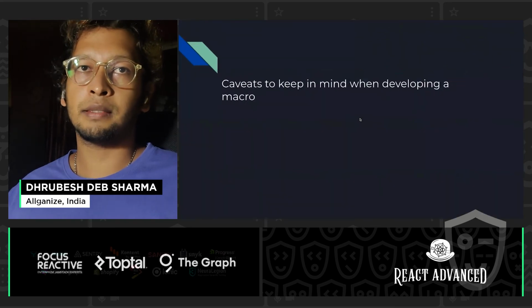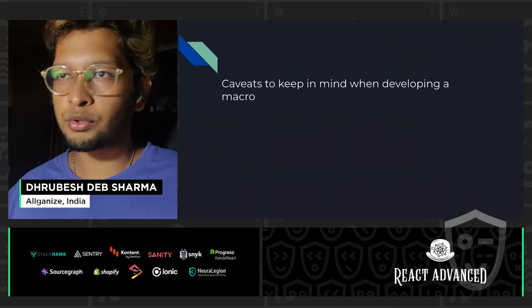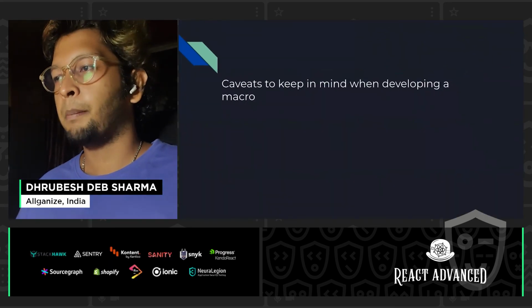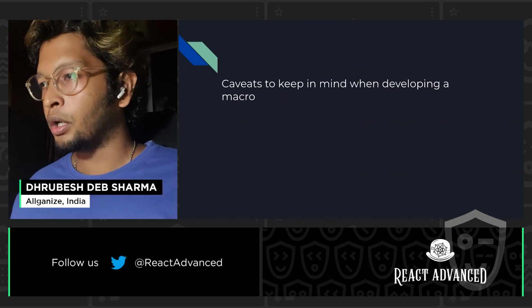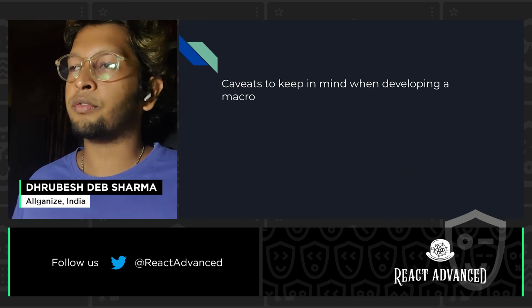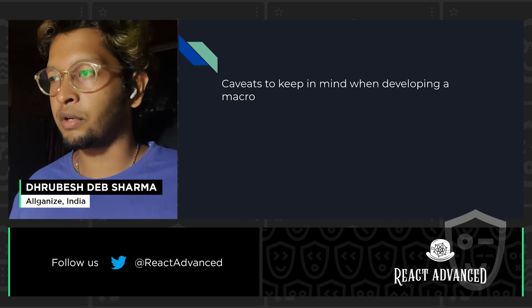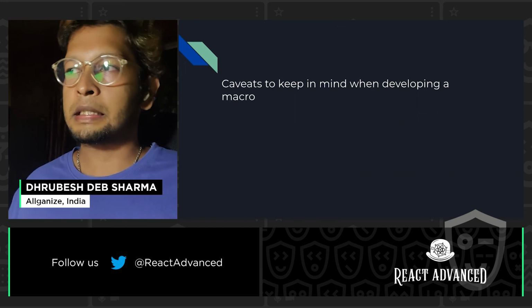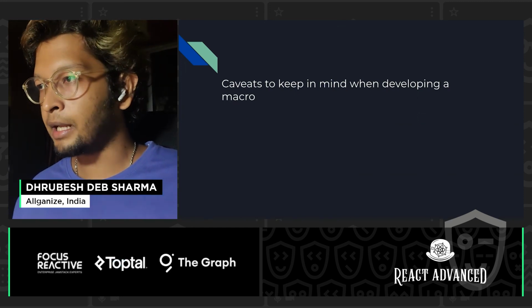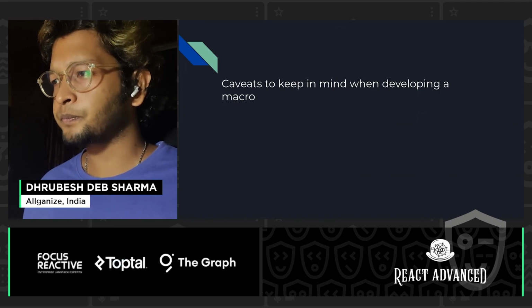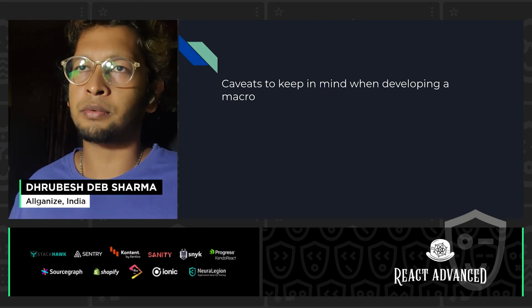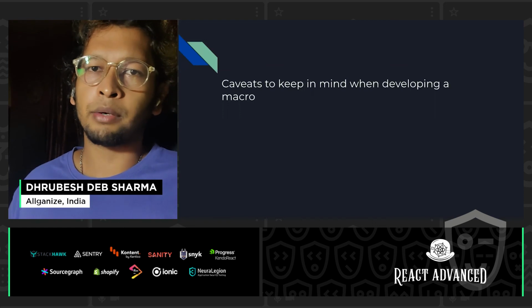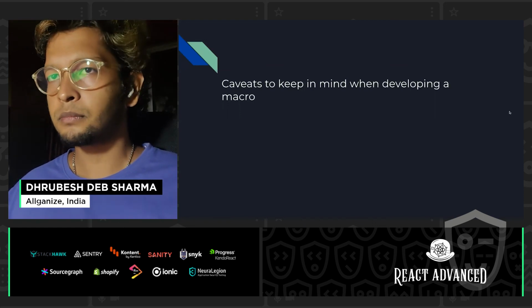But there are a few caveats which one needs to keep in mind. One is macros are synchronous. So if you're trying to write one, you have to make sure that it runs in the node environment or whatever machine the macro is being run at. And macros are evaluated at compile time as well. So you also have to keep that in mind while building one.